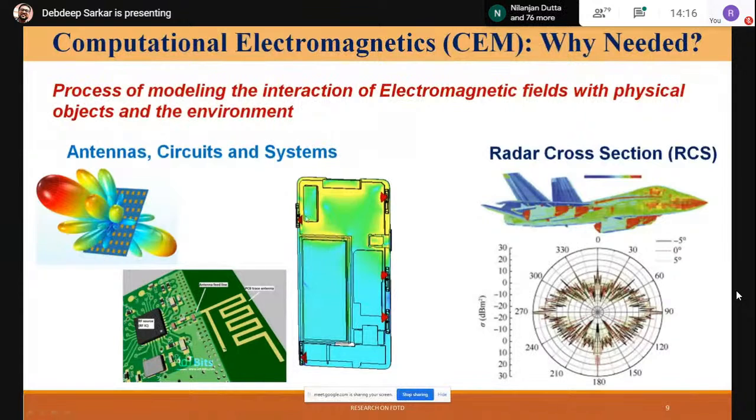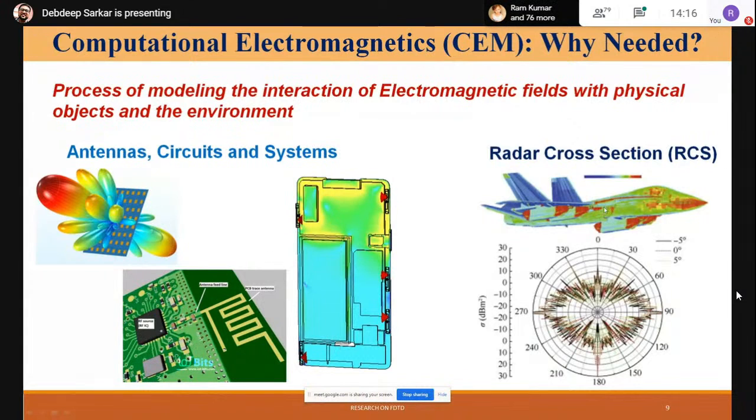Then, not only antennas, you have several high frequency interconnects where you definitely will not be able to apply simple lumped circuit theory. So you need some tool to see the stray radiation from these various interconnects. How do you model the interaction of the fields with these circuits and physical objects?